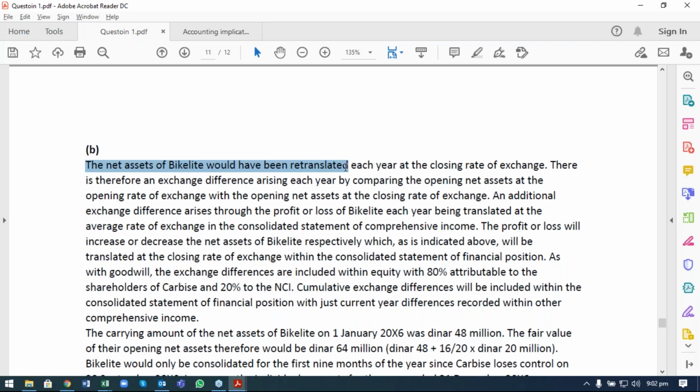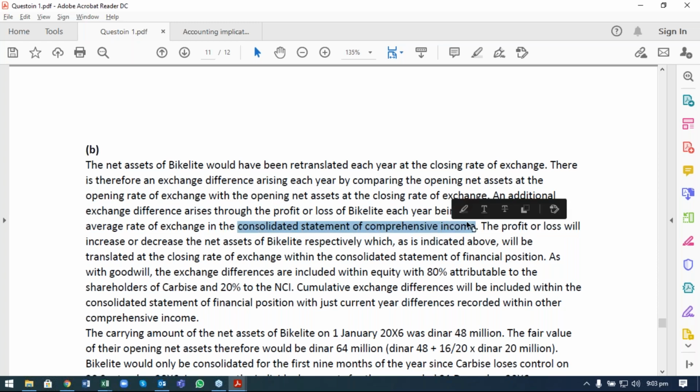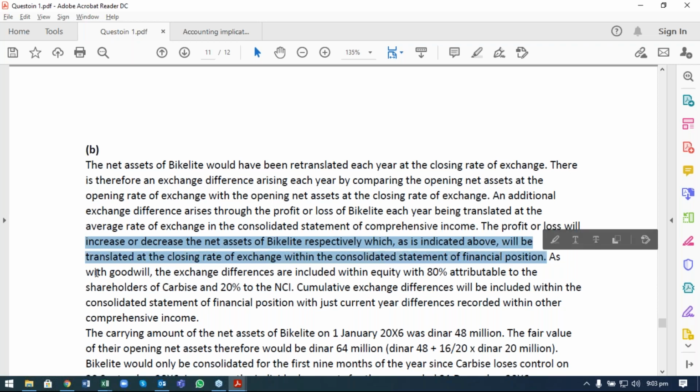The net assets of Backlight would have been retranslated each year at the closing exchange rate. There is therefore an exchange difference arising each year, comparing the opening net assets at the opening rate of exchange and at the closing exchange rate. Any additional exchange differences arise because the profit and loss account of Backlight each year is translated at the average rate of exchange in the consolidated statement of comprehensive income. The profit or loss will increase or decrease the net assets of Backlight respectively, which is indicated above, and will be translated at the closing exchange rate in the consolidated statement of financial position, as with the goodwill.